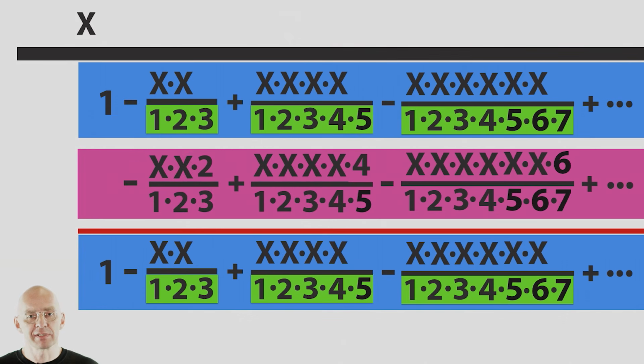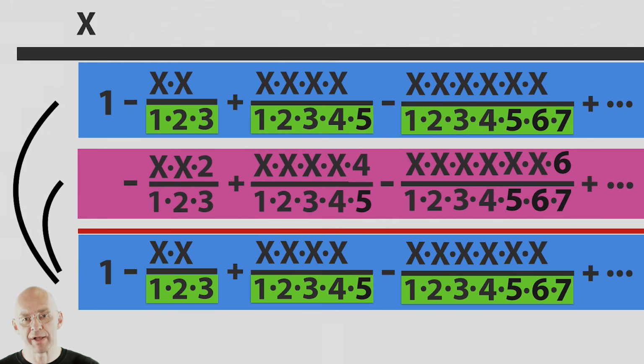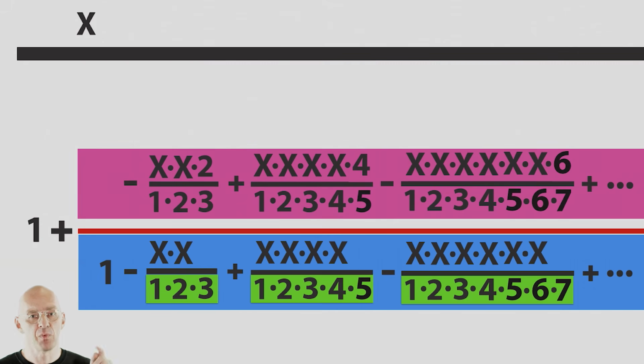Now the blue boxes contain the same stuff, and so the red fraction is equal to blue divided by blue plus pink divided by blue. But blue divided by blue is 1, and so we get 1 plus pink divided by blue.